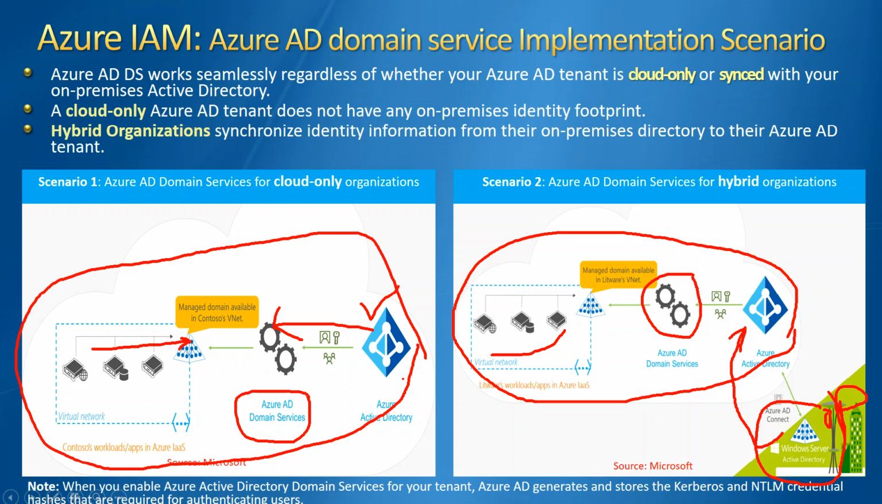Are we creating straight away into Azure AD and we don't have any talk with on-prem? Then it's cloud only. If we are sourcing our identity, syncing using Azure AD Connect to Azure Active Directory, then it's a hybrid setup, right? So these are two of the implementation scenarios that you will come across for Azure AD DS, right?